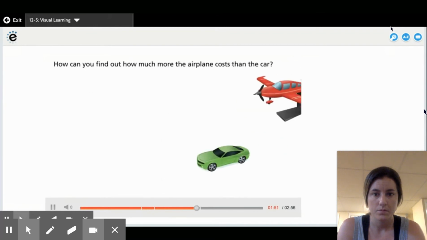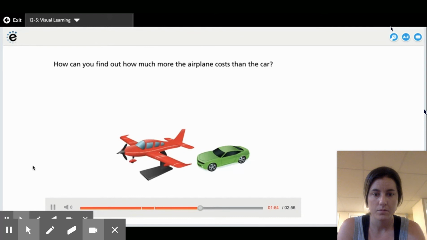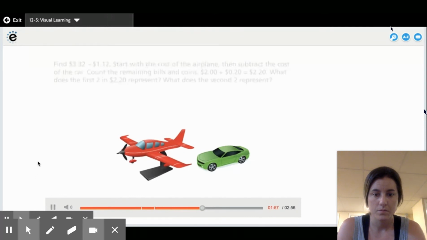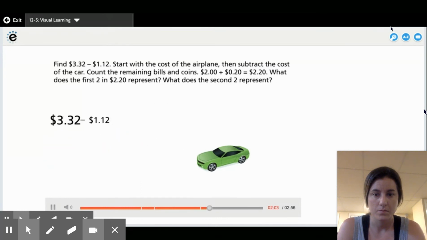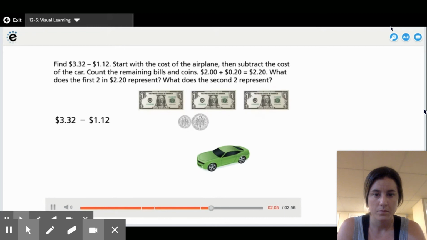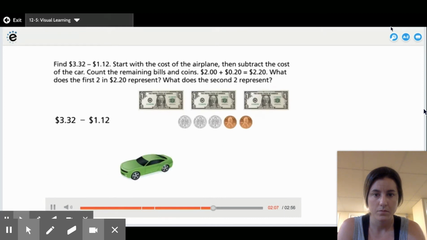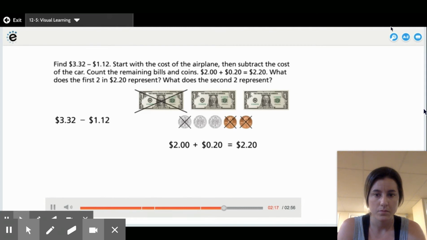How can you find out how much more the airplane costs than the car? Find $3.32 minus $1.12. Start with the cost of the airplane. Then subtract the cost of the car. Count the remaining bills and coins. $2 plus 20 cents equals $2.20.